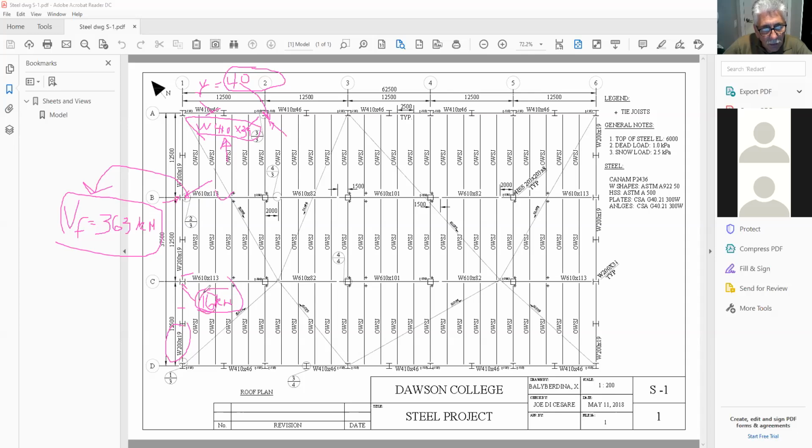But why is the other one on top 363? Is it not the same beam? That's for Gerber. That's for this one here. Yeah, but the one under is also a Gerber. But I'm not pointing to this one. I'm pointing to here. Ah, okay, sorry, it's my fault. No, I understand.